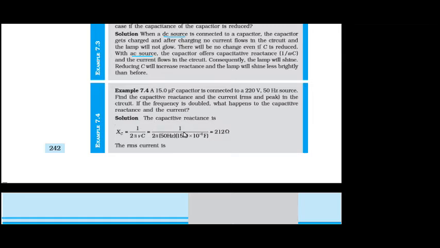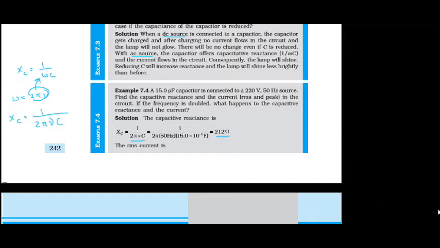The capacitive resistance Xc is equal to 1 by omega C. We know that omega is equal to 2 pi nu. So Xc is equal to 1 by 2 pi nu C. We put this value here instead of omega. So here we have written this formula and put all the known values, and we get the value of capacitive resistance, that is Xc.